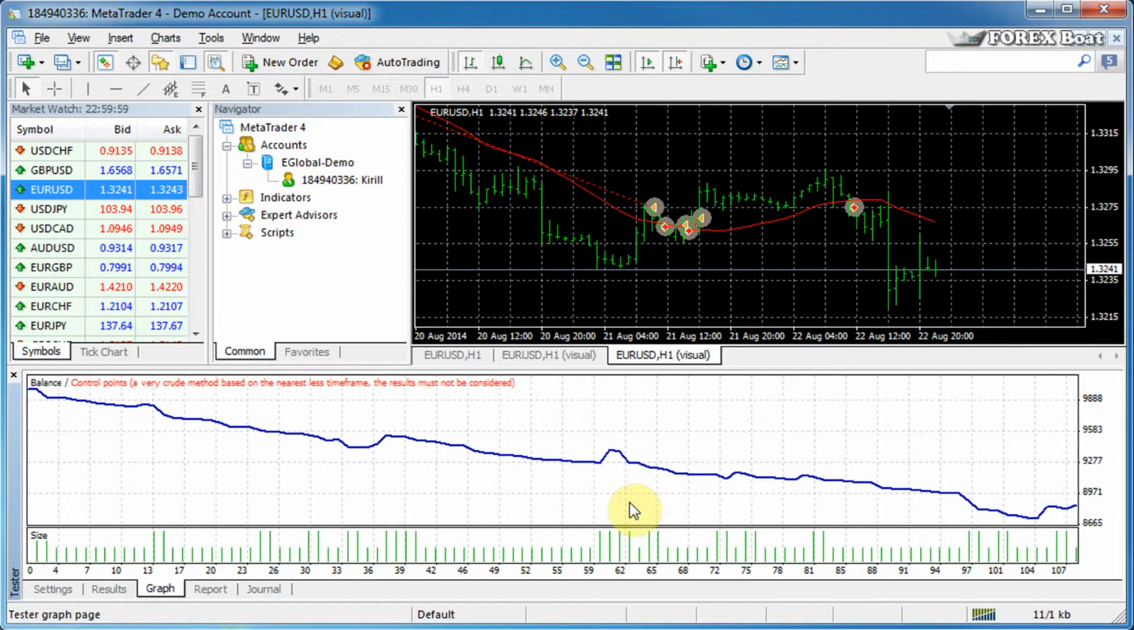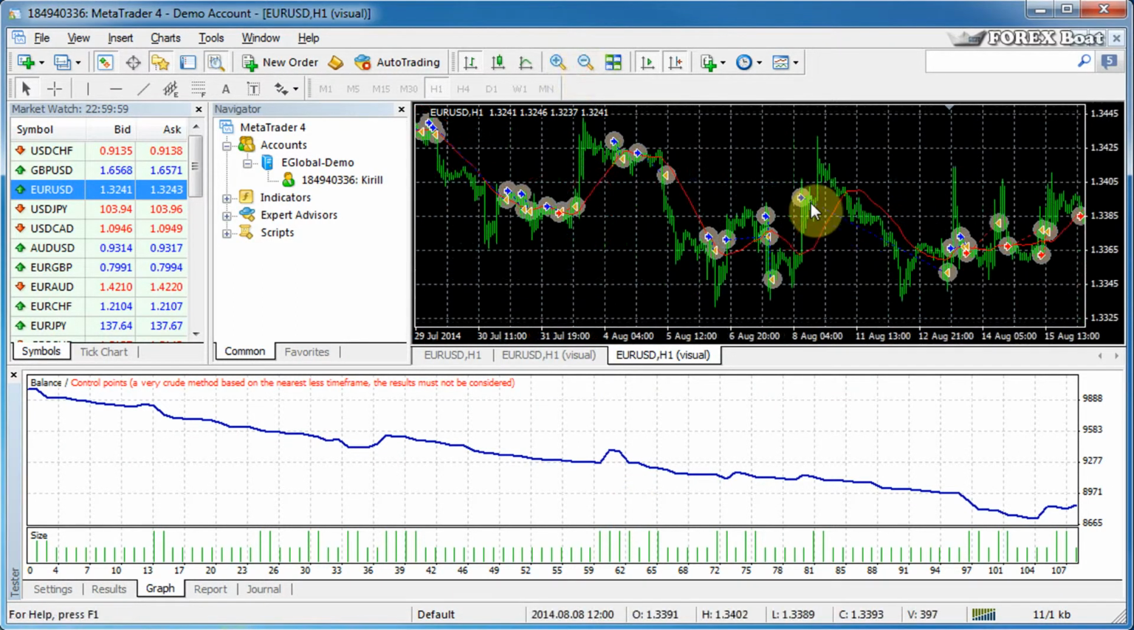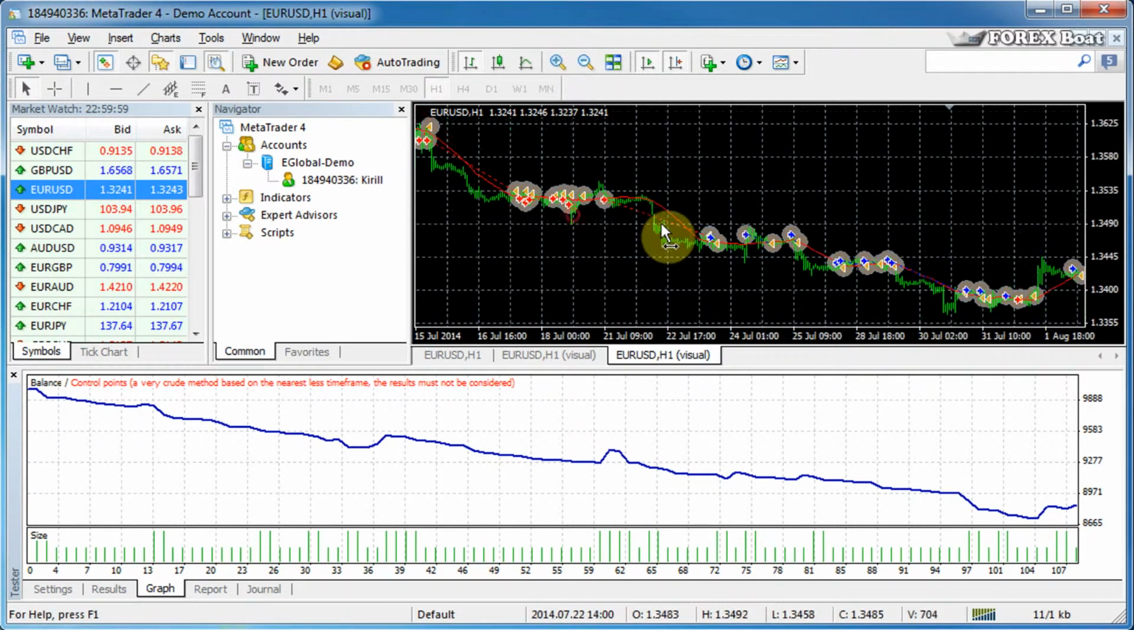And even though it's still not profitable, that proves the point that we do have control over how the trades are conducted and when the expert advisor enters the market and with what volume of currency. So that's basically the essence of what expert properties are.